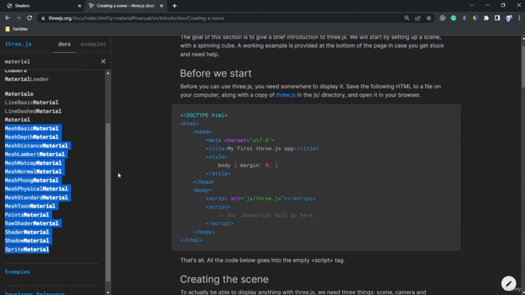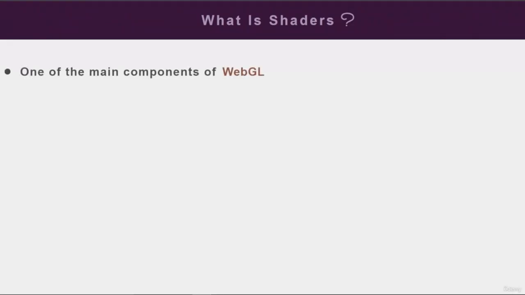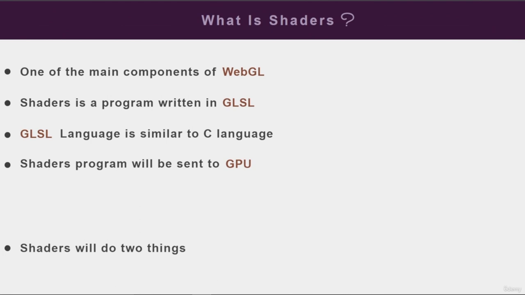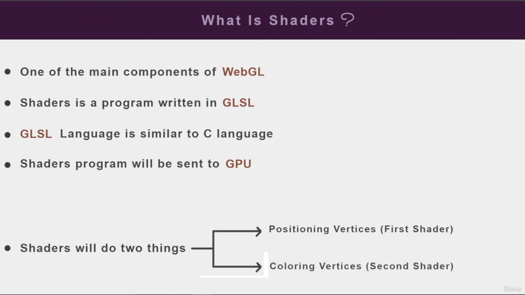So first, we need to understand what we mean by shaders. The shaders are one of the main components of WebGL. The shaders are a program written in GLSL. The GLSL is just like any language, but it is similar to the C language. Any GLSL program will be executed in the GPU. The shaders will do two main things. The first thing is putting each vertex in its position and coloring each visible pixel in the geometry.